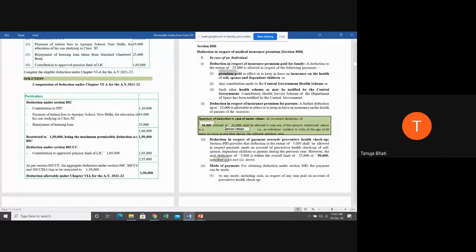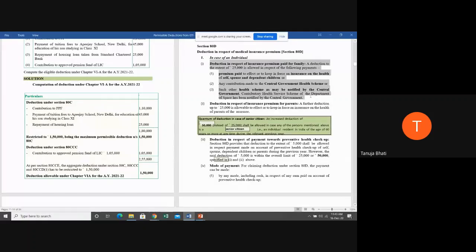First, if I'm paying premium on health insurance, I will get a deduction. Also, if I'm making a contribution to the Central Government Health Scheme, I will still get a deduction up to the extent of 25,000. And suppose I am contributing to any health scheme, but that health scheme should be notified by the central government. If yes, then I'm going to get a deduction under section 80D to the extent of 25,000.